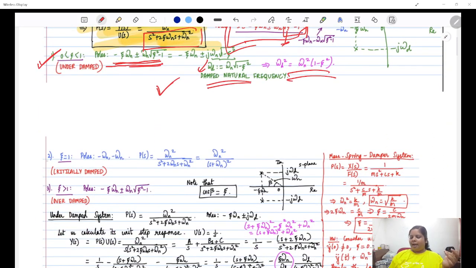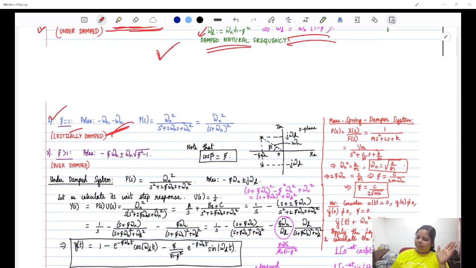If it is critically damped, then zeta has to be equal to 1. Then you can see that there are two repeated poles and both of them are negative, right? So this is very simple. If there is a system which has two repeated poles and both of them are negative, then it is going to be a critically damped system. It is clear, right? For an overdamped system also, what happens?